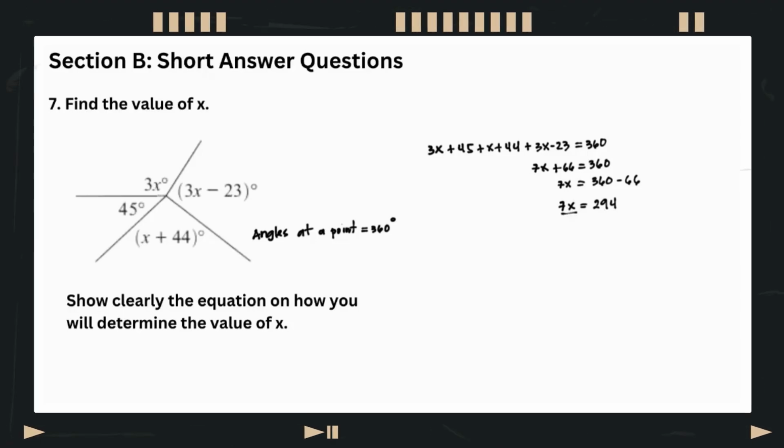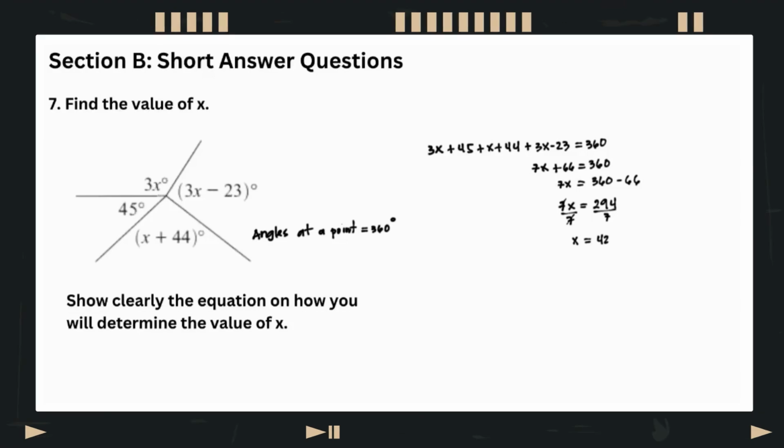Now equate x by dividing both sides by 7. That will cancel out 7. x is equal to 42 degrees. So x is equal to 42. And this is the answer already.